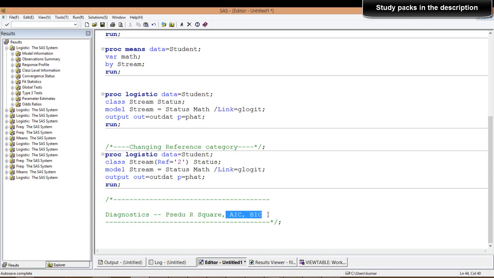You can also use the AIC and BIC values to see the model parsimony. The lower the AIC, the better the model, and the lower the BIC, the better the model. So ensure that your AIC and BIC are minimum and your pseudo R square is maximum. That's the way you can compare models. These are some of the commonly used model goodness of fit statistics in multinomial logistic regression.